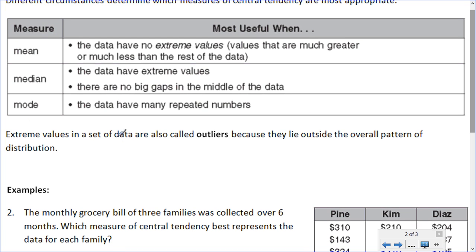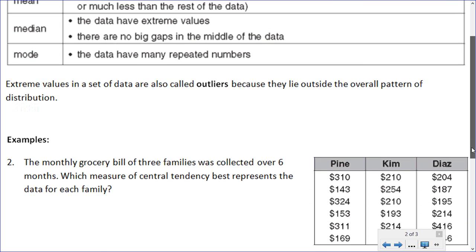Extreme values in a set of data are also called outliers. That's the term that we'll use to represent those because they lie outside the overall pattern of distribution. So these are values that are extreme, very high or very low compared to the rest of the data. And we'll actually have a definition in the next section for what determines if something is an outlier or not.